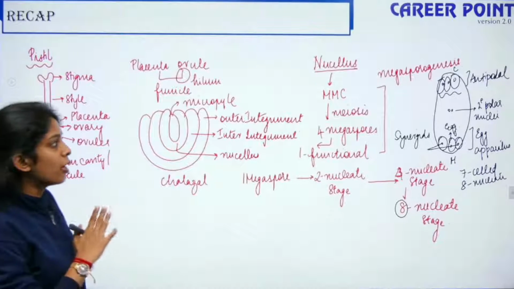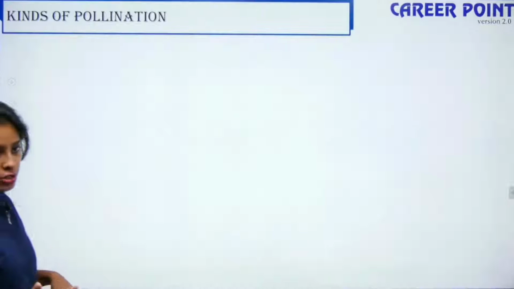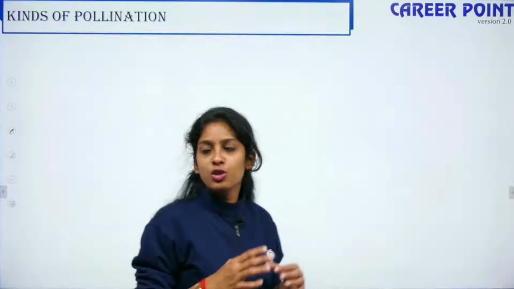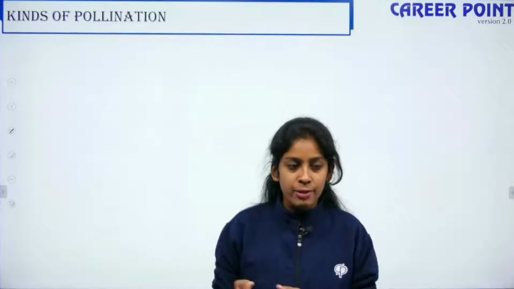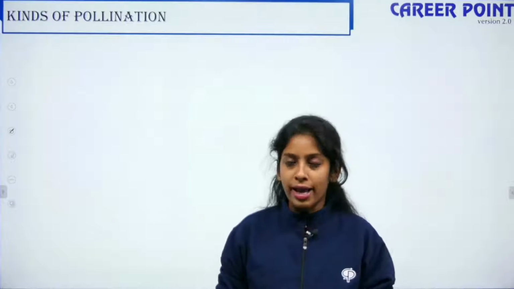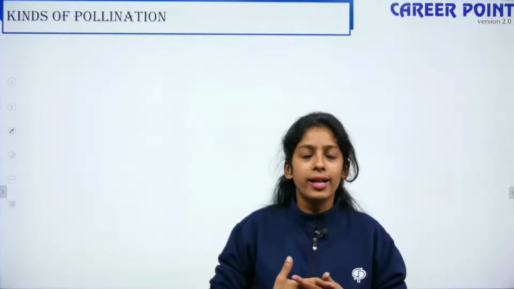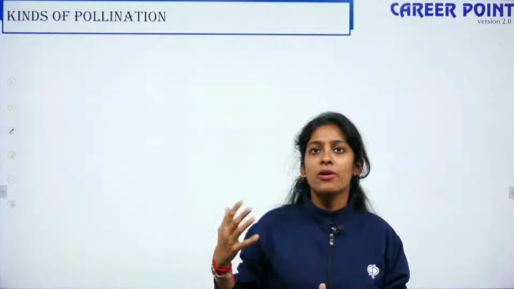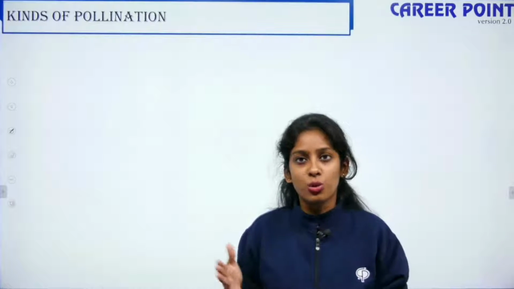Alright, I hope now the female portion is clear. Now we move to the part of pollination. Pollination is the process of bringing the male gamete, that is the pollen grain, to the female gamete, because they cannot walk on their own, they don't have legs. Suppose in the case of papaya, there are two different plants. The male plant is different, the female plant is different. In that case, how does pollination happen? How does it move? That process is known as pollination.